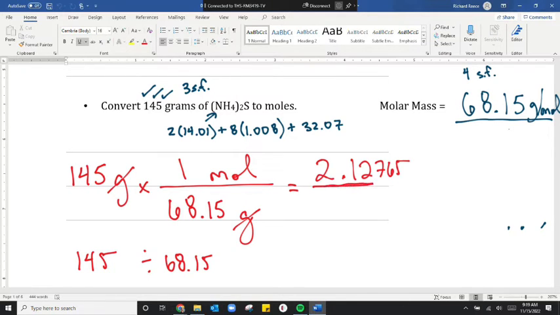There's my first 3 sig figs. The 7 tells the 2 to go up. So that's going to be 2.13. And what's my final unit here? Moles of that substance, because I was converting it into moles.